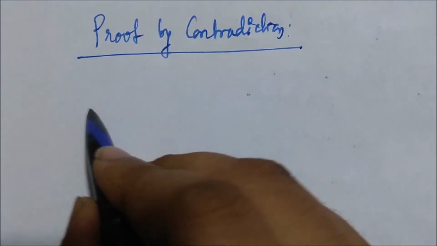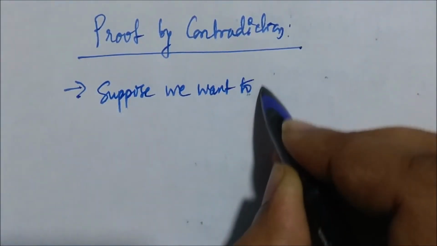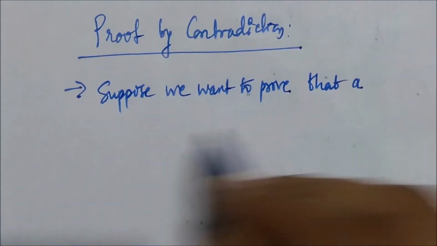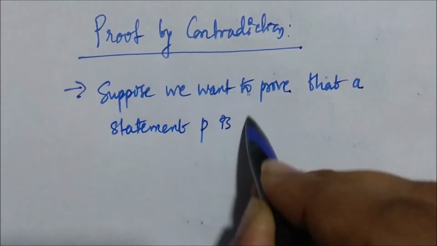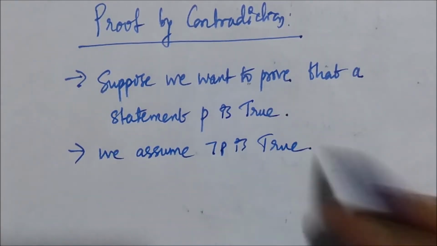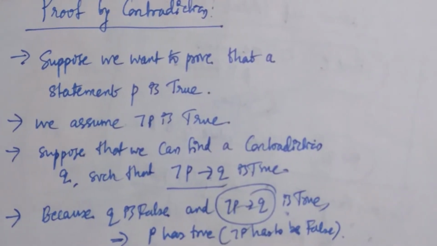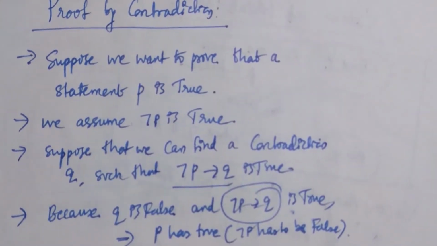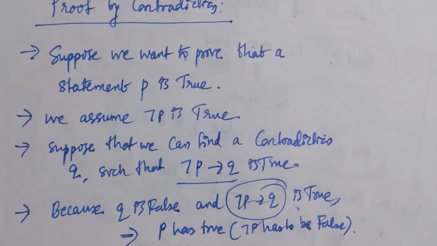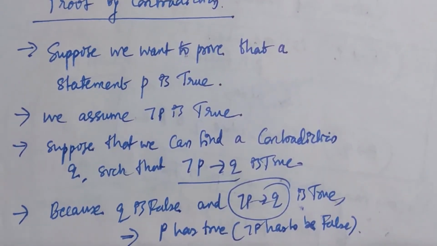So suppose we want to prove that a statement P is true. So we assume that not P is true. That's how the contradiction proof works. We assume that the negation of the statement is true. Alright, and suppose that we arrive at a contradiction Q from our assumption, which means that not P implies Q is true, right? But Q is false.